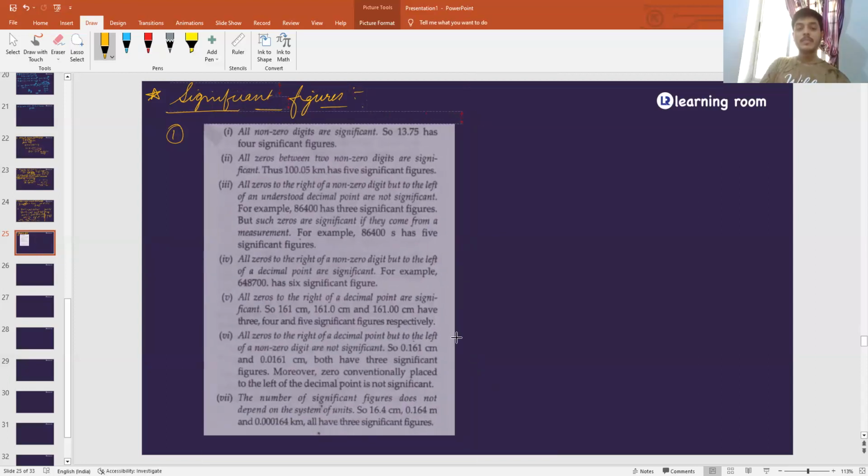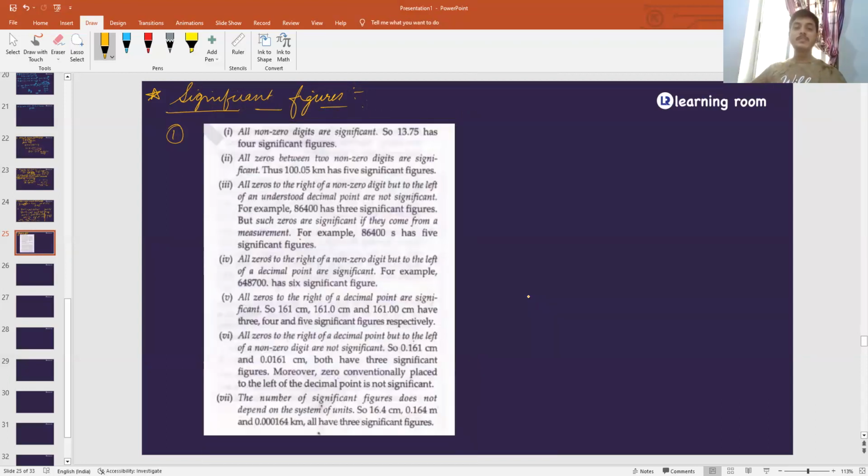Okay, now see here, everybody, is it visible? Okay, now see, there are different rules to write the significant figures, right? You can take the screenshot and then you can write it at the end because it will take some time. That's why I just noted it.